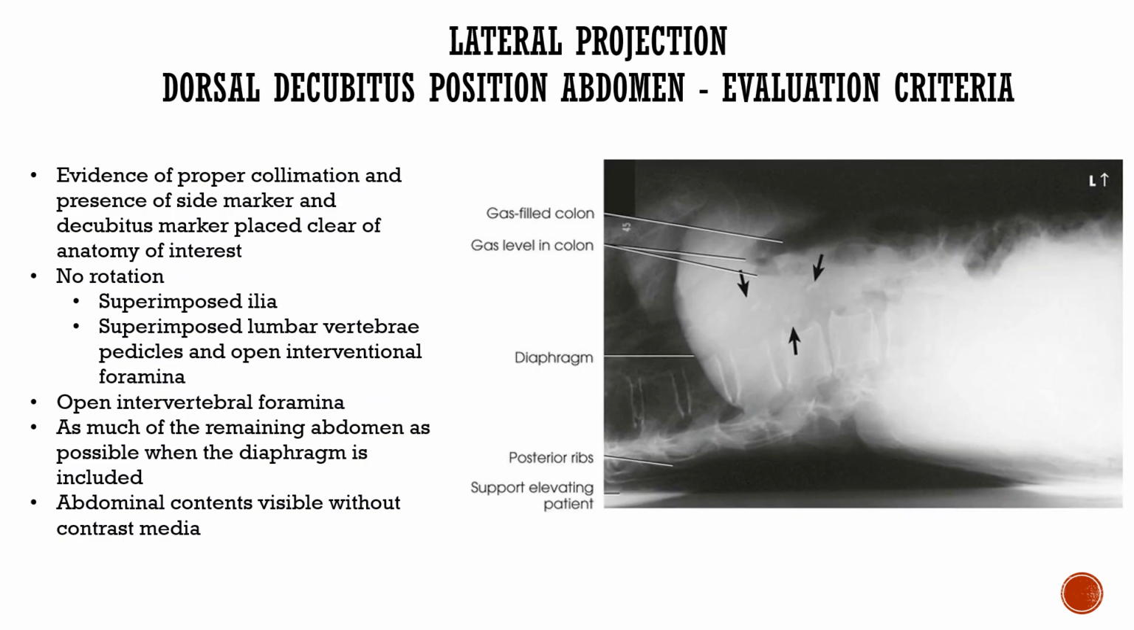So there's our image. We've got a lateral projection, which is a dorsal decubitus position of the abdomen. And we're going to be looking at, we don't want to have rotation. We want to see the open intervertebral foramina, which is going to be seen on the lateral projection, and as much of the abdomen as possible, and the diaphragm included.